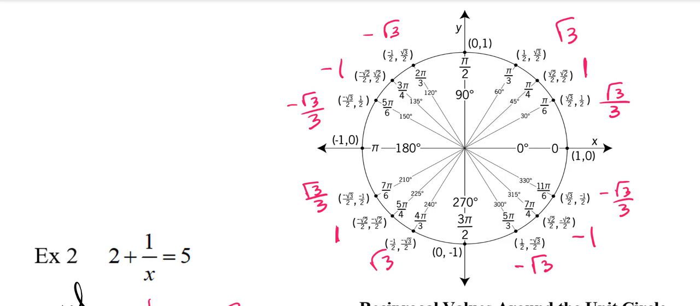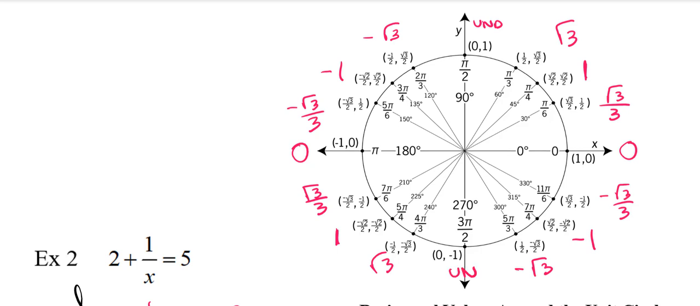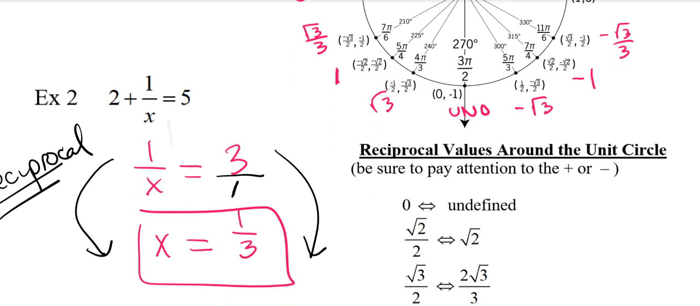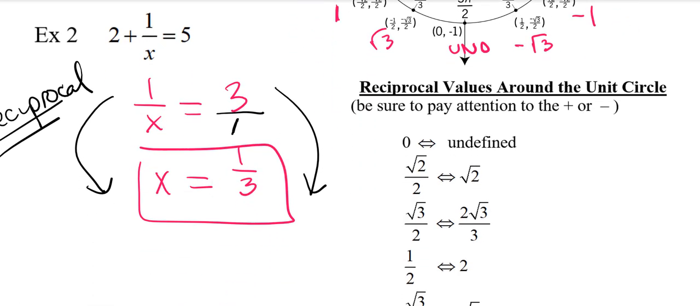Now at the axes at 0, 90, 180, 270, and 360, at those values, remember, tangent is going to be 0 on the x-axis, and of course, at 90 and 270, tangent is going to be undefined. So those will be some things that will come in handy as we work with solving trig equations. So make sure you have that down, and then the other piece, of course, are the reciprocal values around the unit circle.